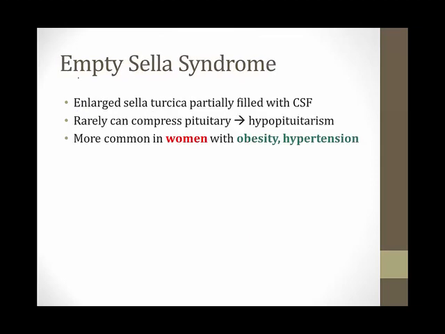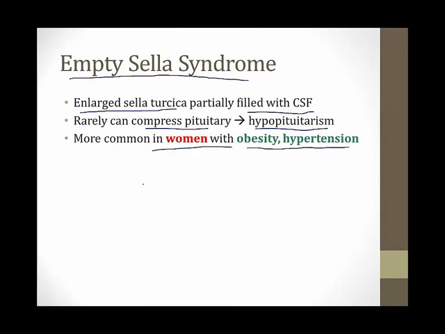Another cause of hypopituitarism is called the empty sella syndrome. In this syndrome, there is an enlarged sella turcica seen on imaging that is partially filled with CSF. It's called empty because the CSF appears clear on imaging, and thus the sella turcica looks empty. Rarely, the CSF can compress the pituitary gland and cause hypopituitarism. This is a very rare syndrome, but it's more common in women who are obese and have hypertension.